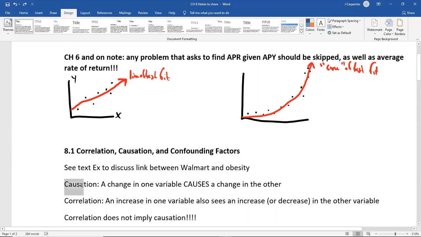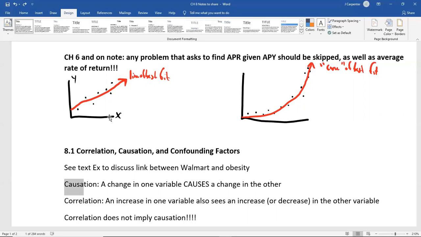Causation, the root word there being cause, because of this, something else. So a causation is a change in one variable causes a change in the other. This is known as a direct effect. Causation means A causes B. If A, then B, if you want to get into logic statements. And when I say variable, I just mean a change in something.